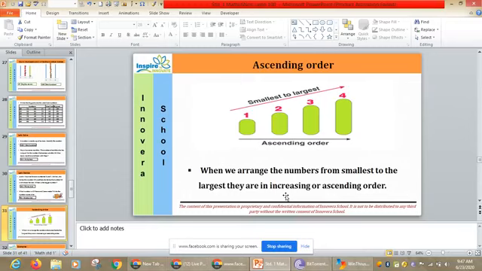That is called ascending order, or from the smaller number to the larger number. When we arrange the numbers from smallest to the largest, they are in increasing or ascending order. Ascending order को increasing order भी बोलते हैं. Okay? Now we will see the examples of that.